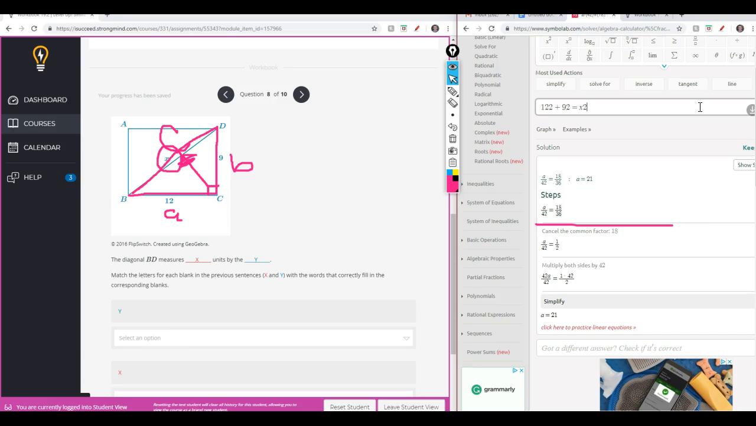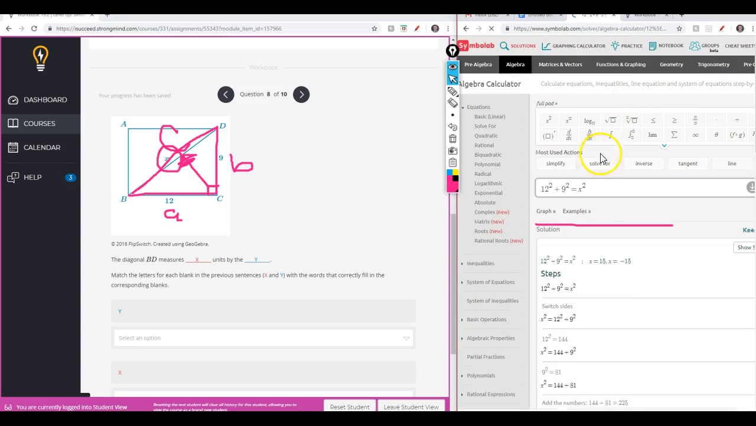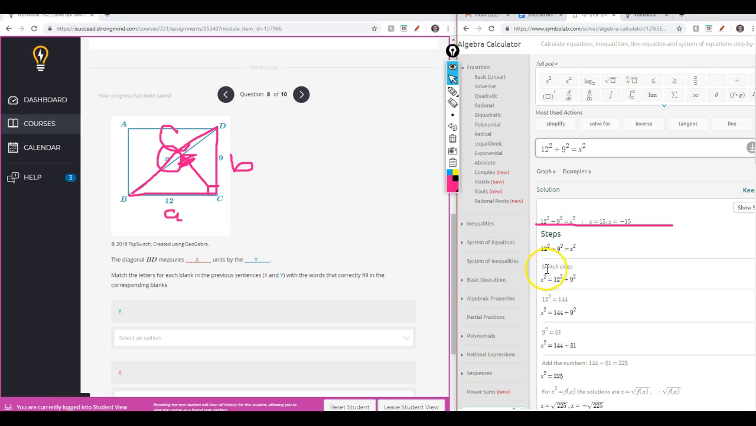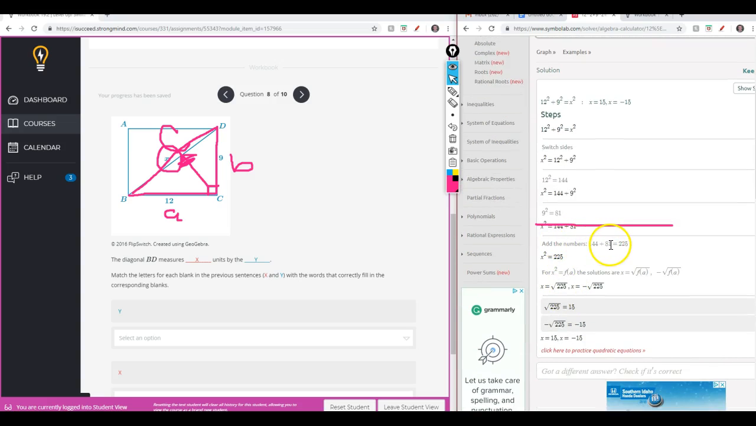So again, I'm going to take this to my symbol lab. The focus of this is the relationships. It's not 122. It's 12 squared plus 9 squared is equal to X squared. The focus is knowing the relationships, and this will help support you with the algebra. So first step, switch sides, and then 12 squared equals 144, so they wrote 144 instead of 12 squared. 9 squared equals 81, so they wrote 81 instead of 9 squared. Add the numbers, 144 plus 81, and that gives us 225.